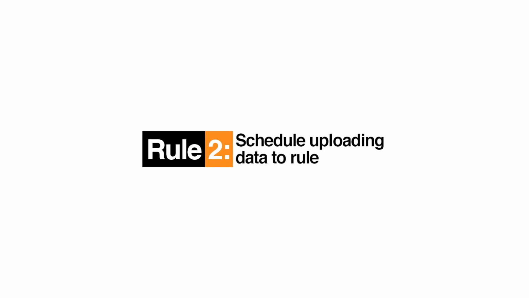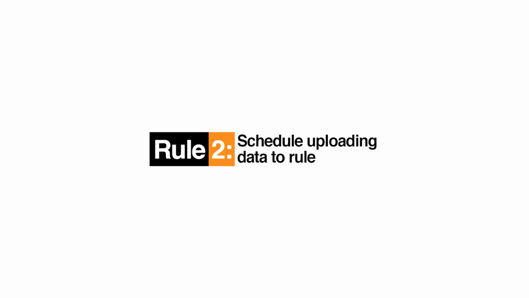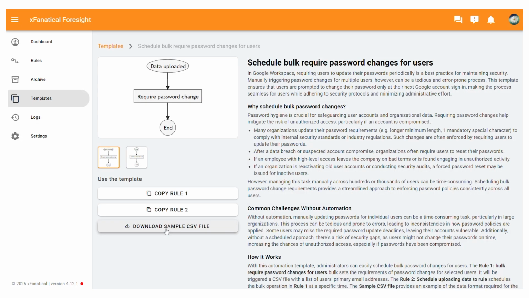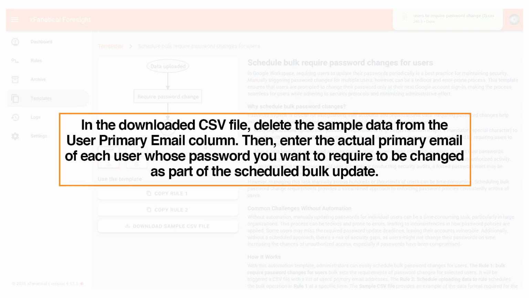Rule 2. Schedule uploading data to rule. In the Schedule Bulk Require Password Changes for Users page, click Download Sample CSV File. In the downloaded CSV file, delete the sample data from the user primary email column. Then enter the actual primary email of each user whose password you want to require to be changed as part of the scheduled bulk update.